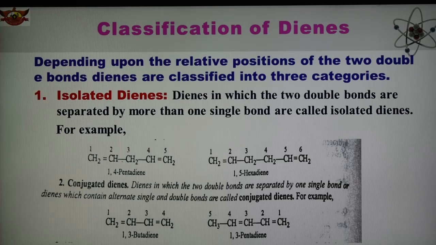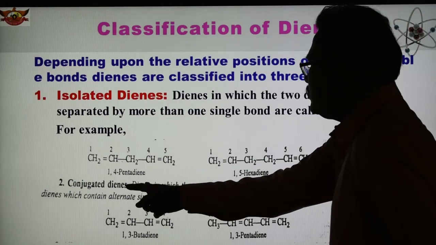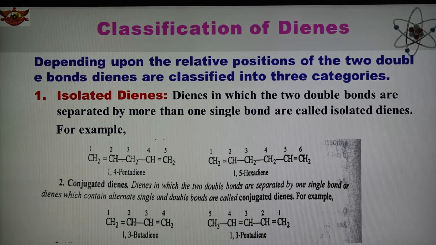And another, second type is conjugated dienes. What are conjugated dienes? Second is conjugated diene, a diene in which two double bonds are separated by one single bond only, or dienes which contain alternate single bond, double bond, single bond, double bond, like that. So the compound or the chain in which single bond, then double bond, then single bond alternate are present, or the two double bonds are separated by a single bond, which is known as conjugated dienes.